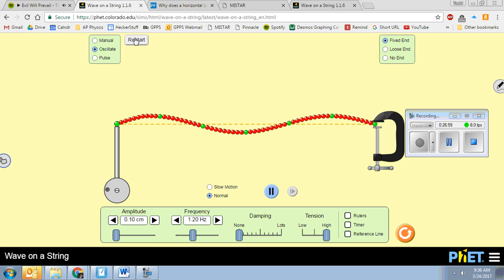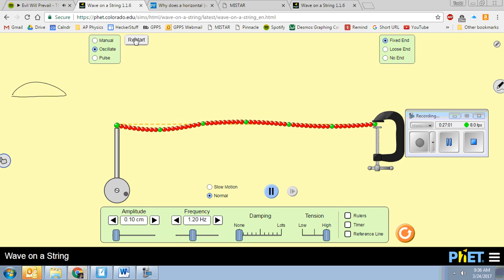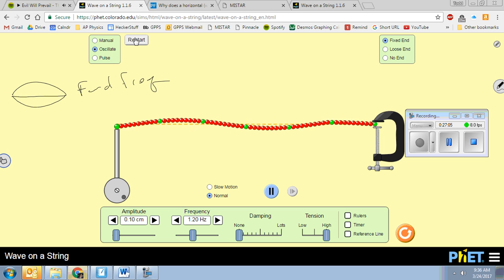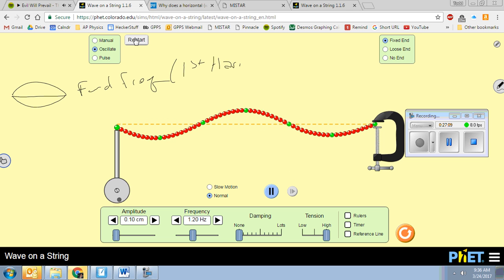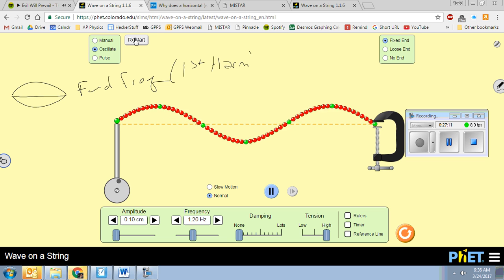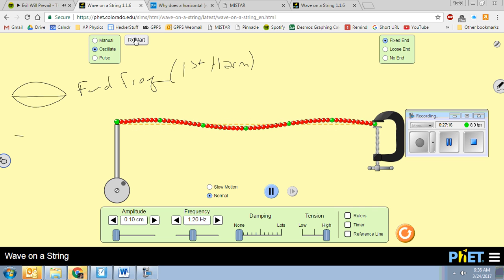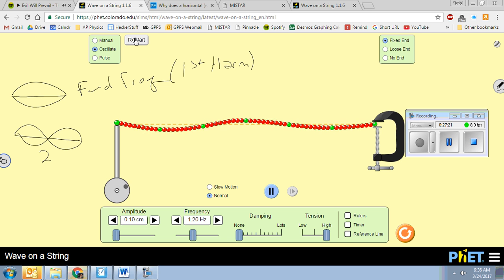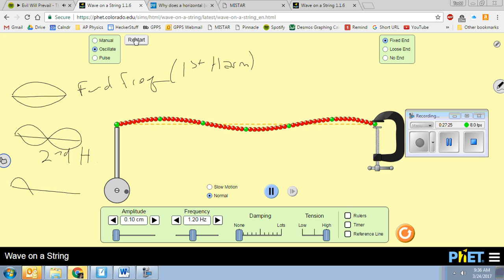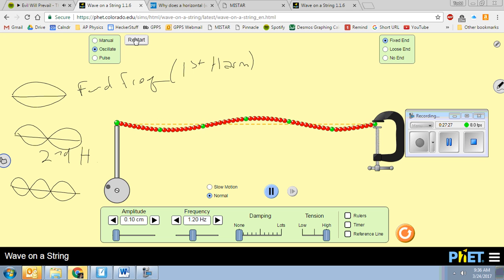So our fundamental frequency looked like this, right? Often called the first harmonic. The second one looked like this. That's the second harmonic. And then the third one looks like this, right? That's the third harmonic.